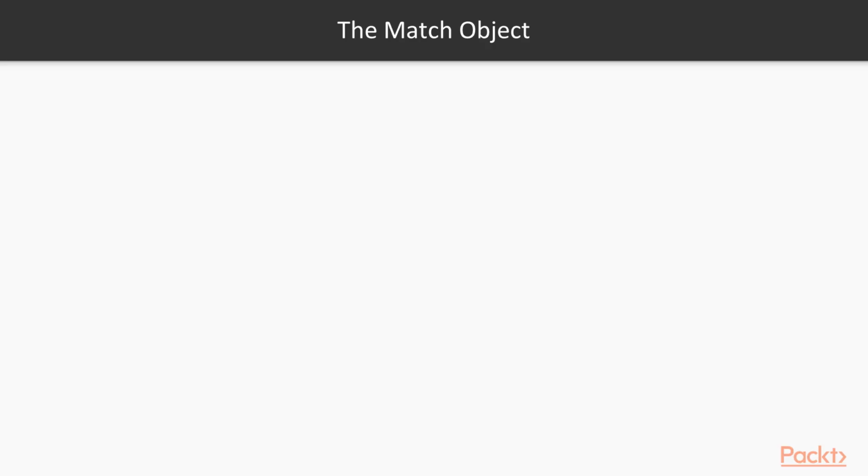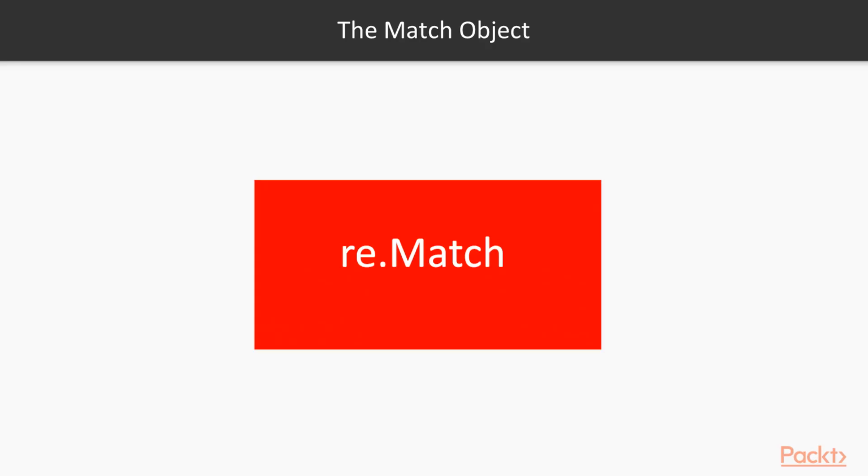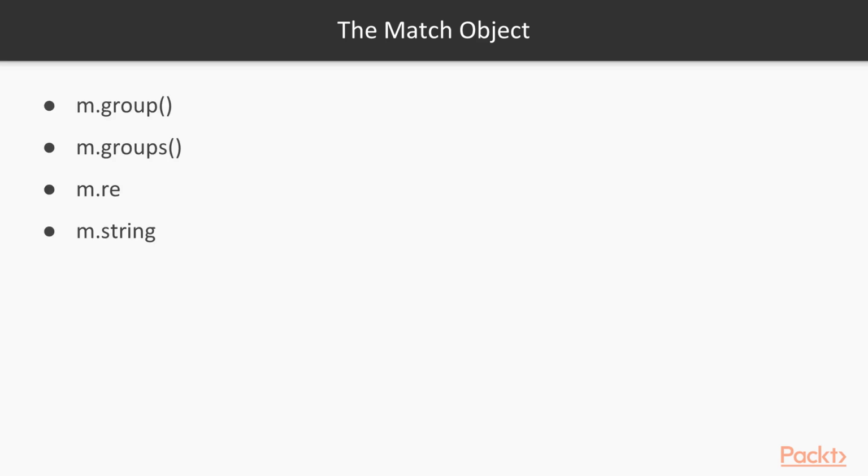If you recollect from the earlier videos, you'll realize that re.match and re.search return a match object. For data validation, we could ignore the match object as we just wanted to know whether the data was valid or not. But when we need to capture some part of the string, we need the help of the match object. Let's head over to the REPL.